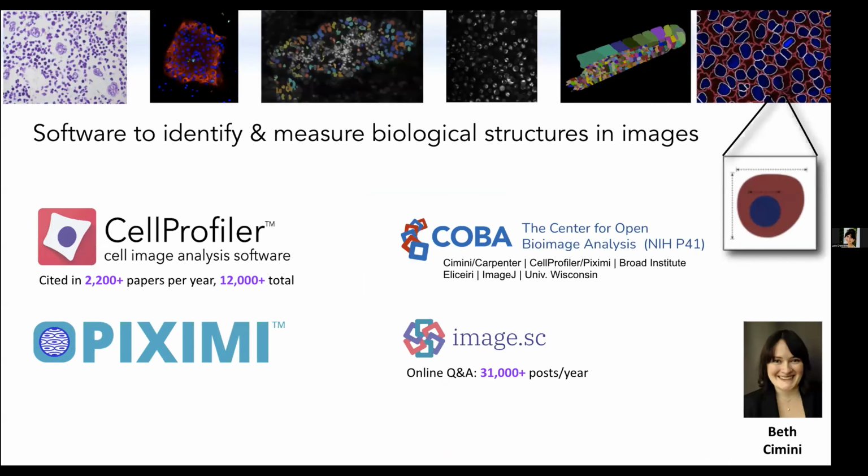I want to mention our sister lab, led by Beth Cimini, which is entirely focused on developing the next generation of bioimage analysis software, building on the rapid progress in recent years on bringing deep learning innovations into this field.